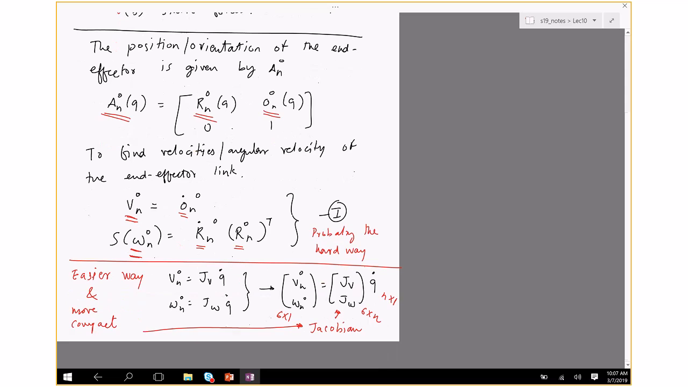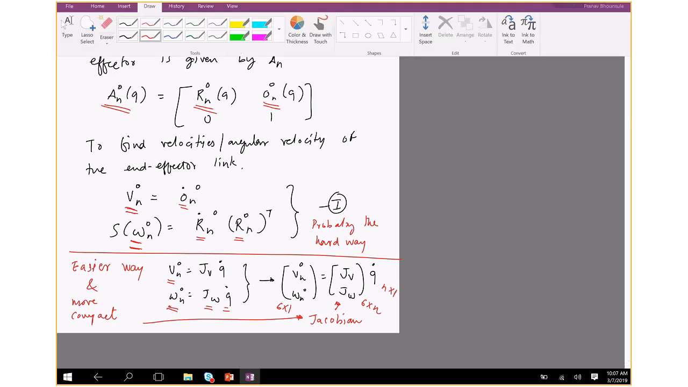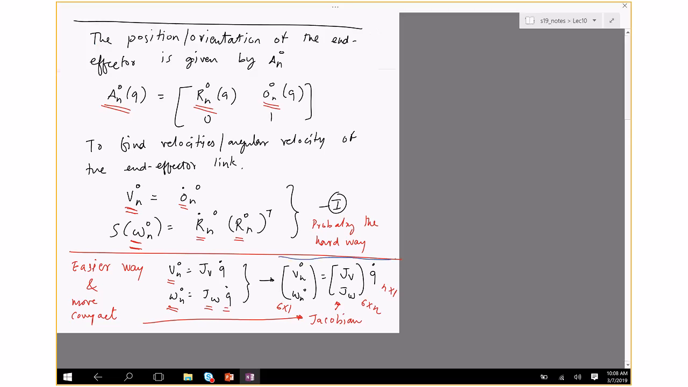So we try to make it easier for you to do this computation. We're going to express the velocity as JV, the Jacobian of the velocity, times Q dot. Q dot is the degrees of freedom: theta 1 dot, theta 2 dot, or D1 dot, D2 dot, everything clumped together as a matrix. We'll also find the angular velocity as J omega times Q dot. So this is our goal, to find the relation between V, omega, and Q dot.